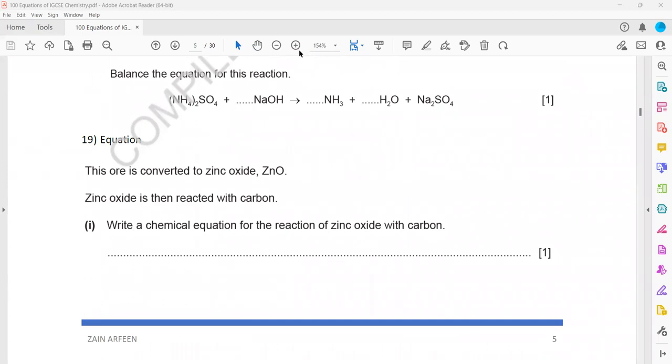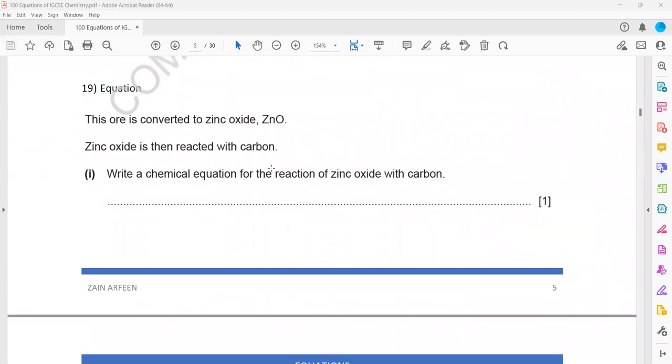In question 19, this ore is converted into zinc oxide. Zinc oxide is then reacted with carbon. Write a chemical equation for the reaction of zinc oxide and carbon. What will the chemical equation be when zinc oxide is reacting with carbon? Carbon or carbon monoxide, both are reducing agents. So what will the product be for this?